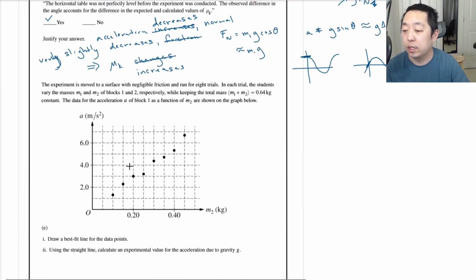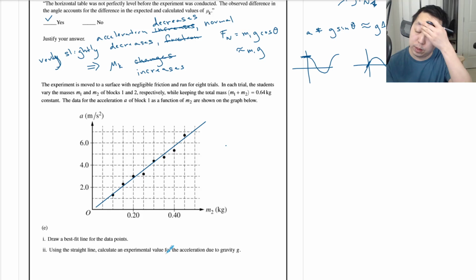All right, cool. Let's look at this one. The experiment is moved to a surface with negligible friction. Run for trials. Each trial, the student varies the masses m1 and m2 while keeping the total mass constant. The data for the acceleration are shown on the graph. Draw a best fit line for the data. I'm going to make it go like that. And then using the straight line, calculate an experimental value for gravity g.